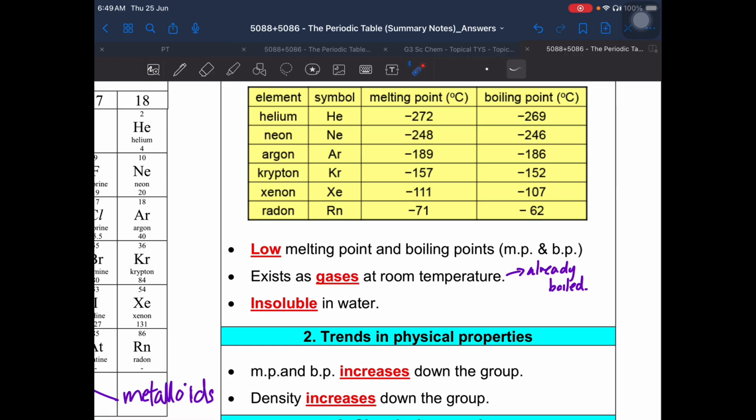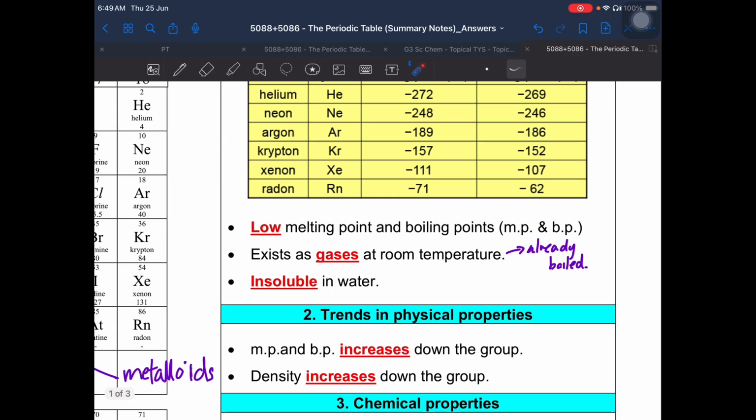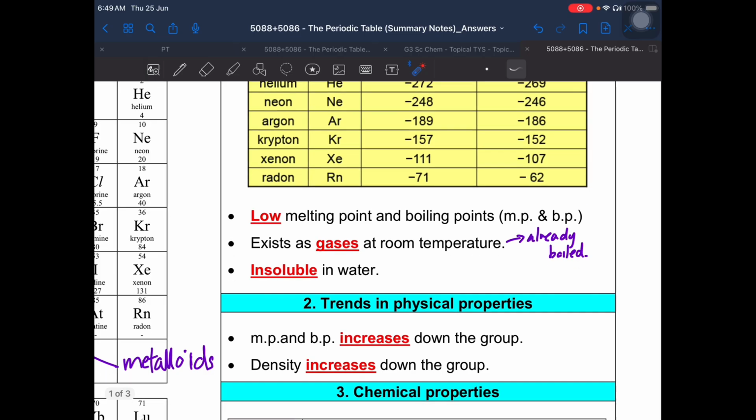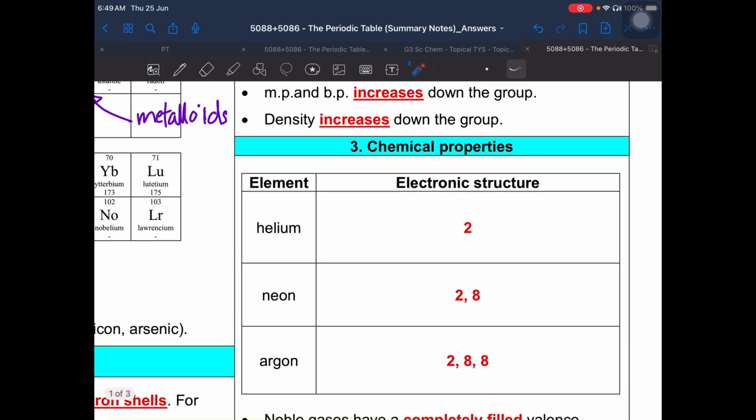Now in terms of chemical properties, it's good to know that for the noble gases, we all know that they have this thing called stable electronic configuration. What do I mean by that?